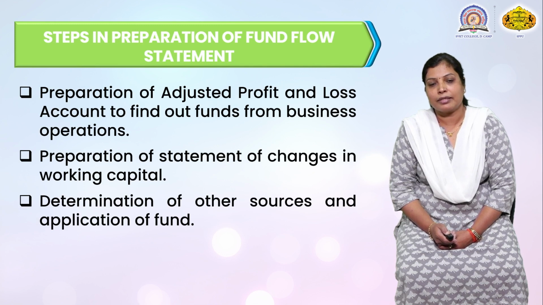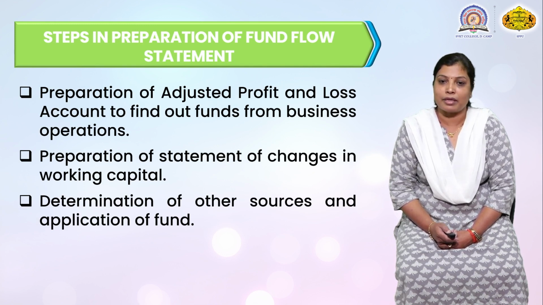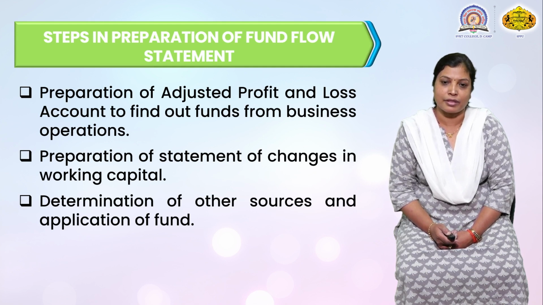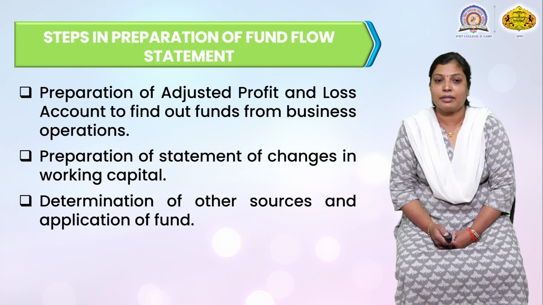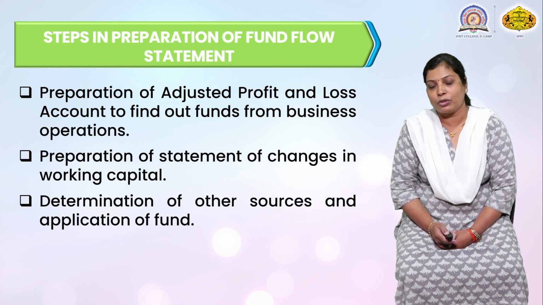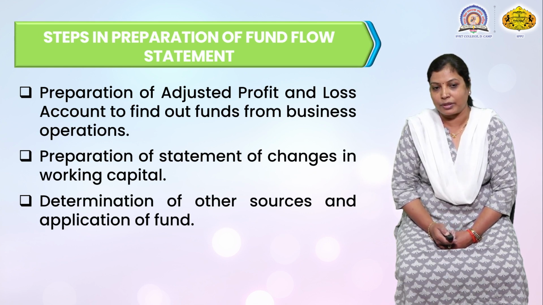Next point is steps in preparation of fund flow statement. What are the different steps? One step is completed, after that the second step is finalized. The first step is preparation of adjusted profit and loss account to find out funds from business operations. This is the first stage, to prepare the profit and loss account to find out the availability of funds or sources of cash from the business operations.